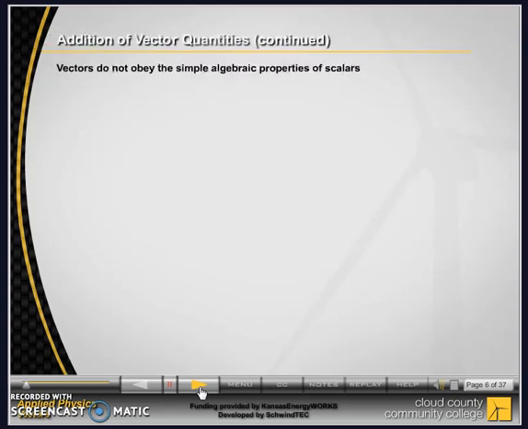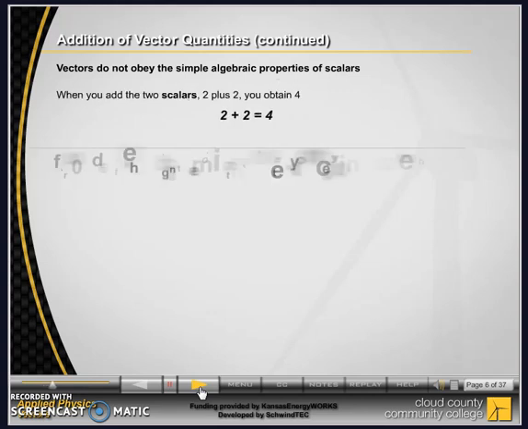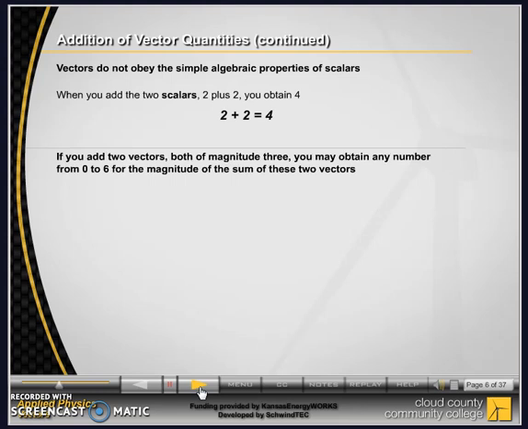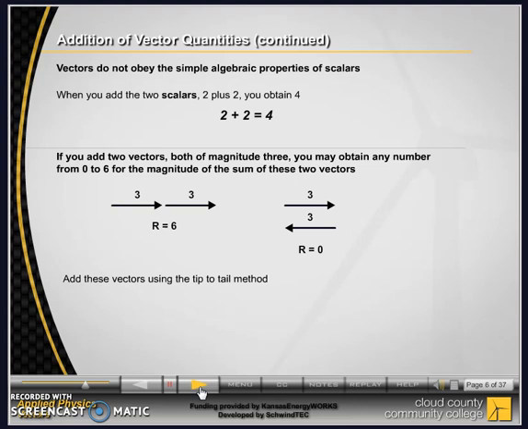Vectors do not obey the simple algebraic properties of scalars. For example, when you add the two scalars, 2 plus 2, you obtain 4. If you add two vectors, both of magnitude 3, you may obtain any number from 0 to 6 for the magnitude of the sum of these two vectors. You must add these vectors using the tip-to-tail method, and you must consider where you started and where you stopped. You must include the direction you traveled.